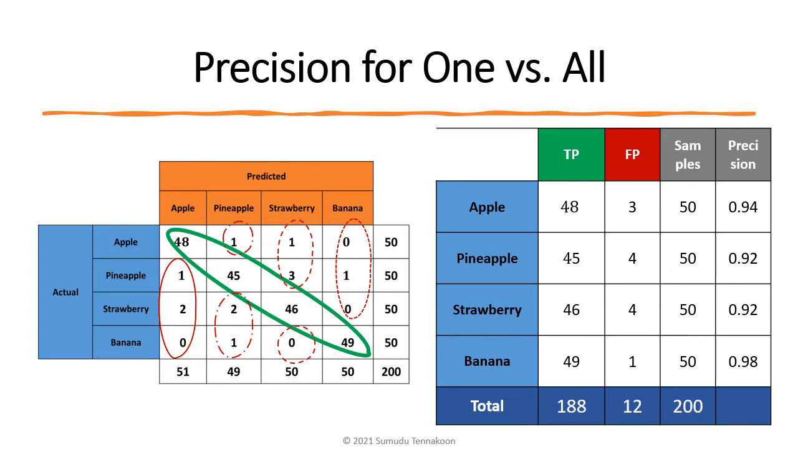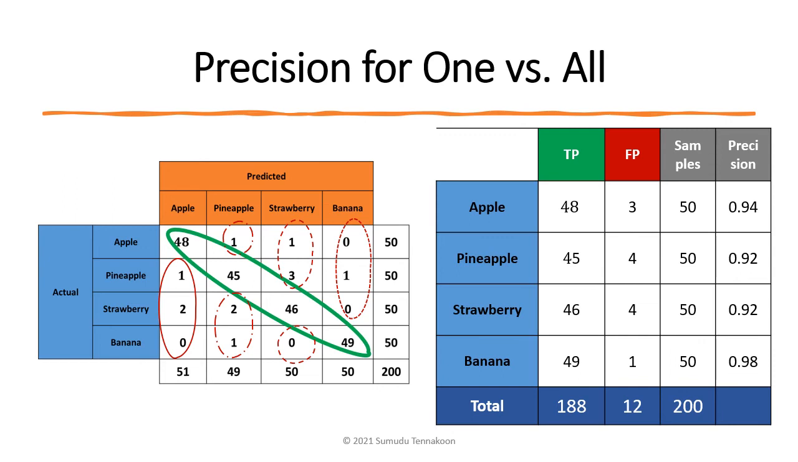For banana, you have 49 out of 50 bananas identified correctly, which is true positive, and you get another fruit classified as banana as a false positive. So you get only one false positive for banana. For this model, the banana prediction is relatively good compared to other classes.